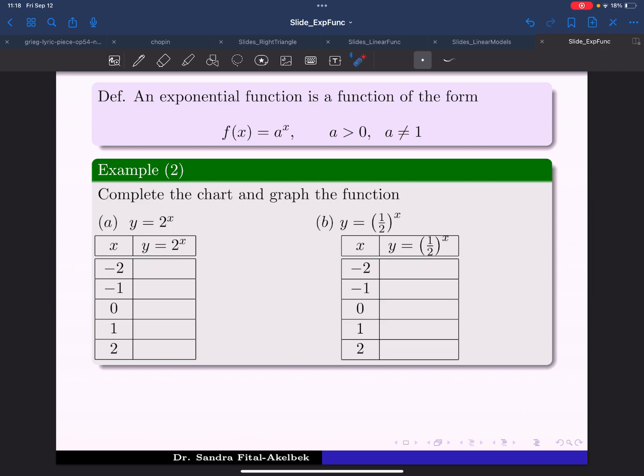And let's complete the chart and try to graph it. So first we have x is -2, so we substitute -2. So we have y is equal to 2 to the power -2. From the previous slide, we see that this is 1 over 2 to the 2, which is 1/4. Then we have x equals -1.